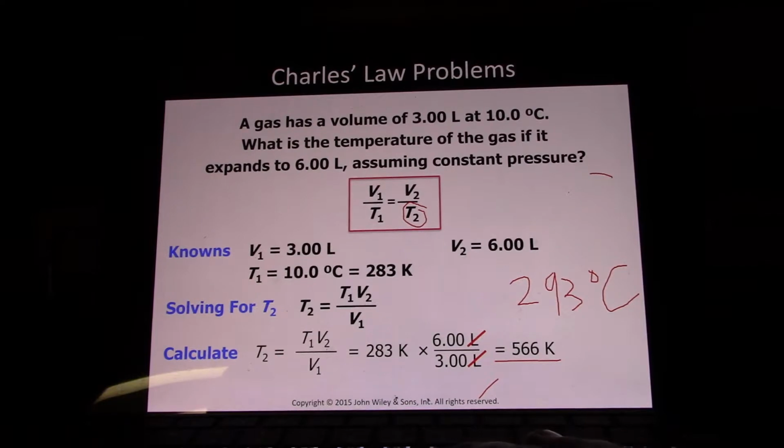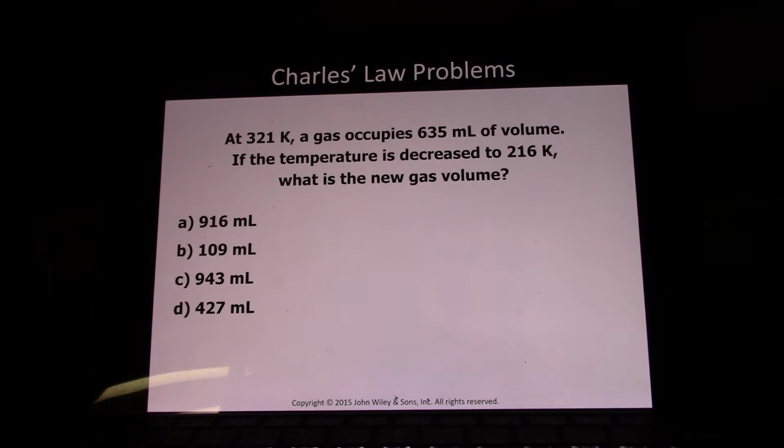However, the Kelvin scale is proportional to energy. 566 Kelvin is twice the temperature of 283 Kelvin, because it is proportional to the energy that's there in the system. And therefore, all gas laws must use Kelvin temperature. At 321 Kelvin, a gas occupies 635 milliliters. If we decrease the temperature to 216 Kelvin, what's the new gas volume?